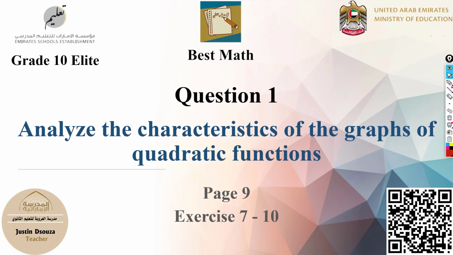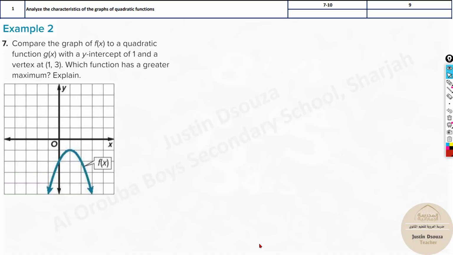So we will look into question number 1, that is to analyze the characteristics of graphs of quadratic functions. Here we have been given one graph and we have been told to compare with another graph whose details have been given. Let's look at the details. They told us the y-intercept is 1 and the vertex is at (1, 3). Now I will plot it on the same coordinate plane because it is already there. The y-intercept is 1, so where is 1? Over here is the y-intercept.